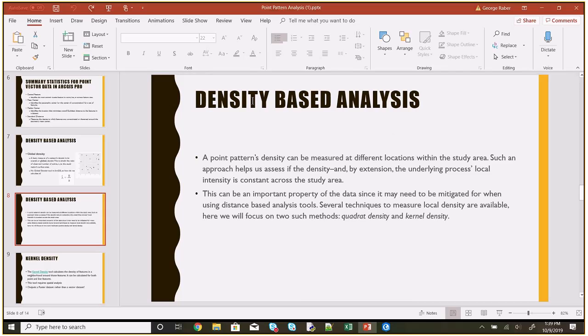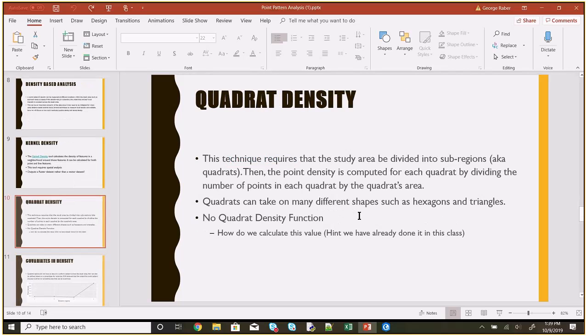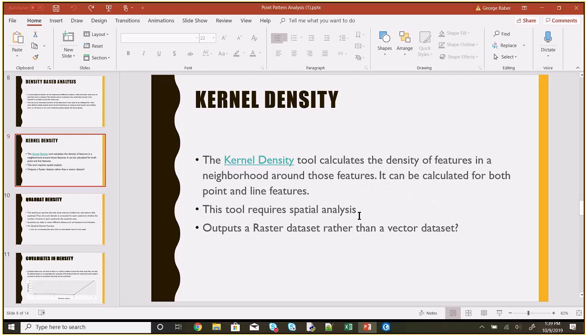Lots of times we do density-based analysis. We can measure a point pattern's density using this concept, and there are two different ways to do this. One we've already done, which is the quadrat density. I'm going to skip to that one. Well, no, I'll talk about kernel density.